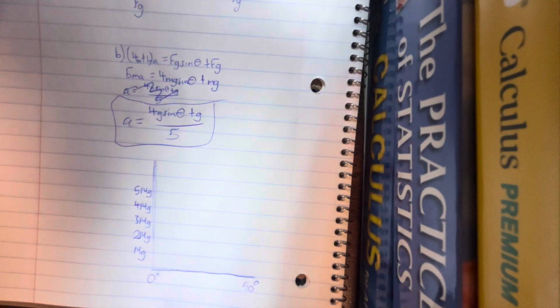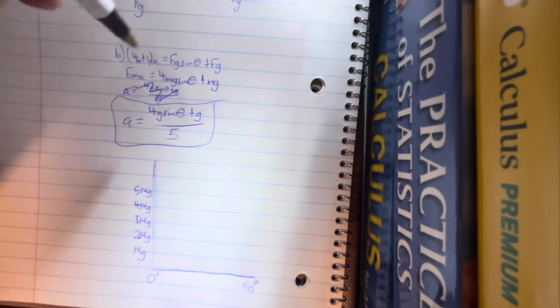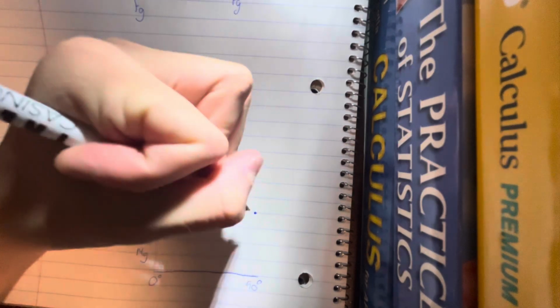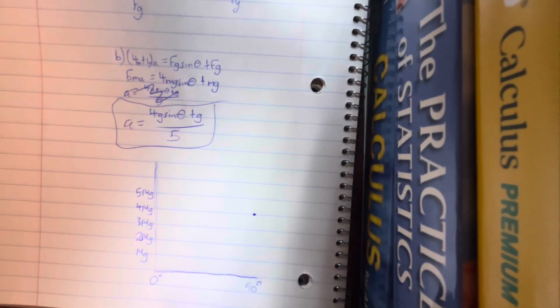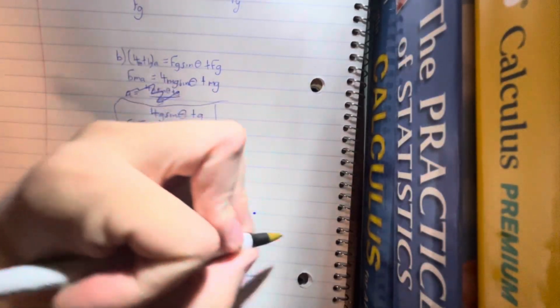So block A, at 90 degrees, it'll be in free fall because it'll just be a straight line down and there's no friction from the wall, so it's just in free fall, which means it'll be 4mg at 90 degrees. So block A will end way up here. Block B, same thing, it's just gonna be in free fall, so it's just mg at 90 degrees.